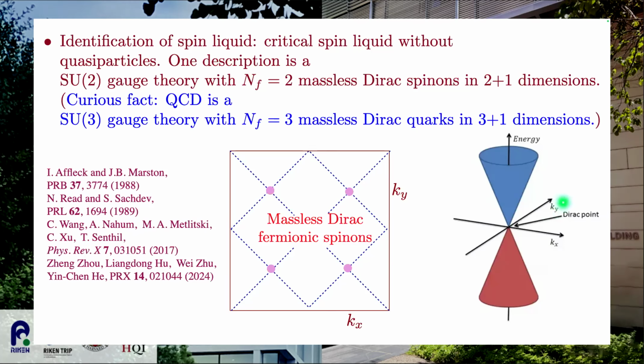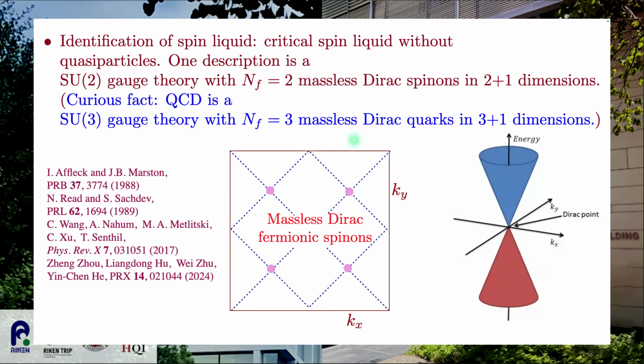Anyway, because they're fractionalized particles, they must couple to a gauge field. And what we know now is that the correct description is to take two flavors of these Dirac massless spinons, couple them to an SU(2) gauge theory in 2+1 dimensions. And a curious fact is that it's very similar to quantum chromodynamics, except you change all the 2's to a 3 for the light quarks. Anyway, so this is the spin liquid that we want to work with.